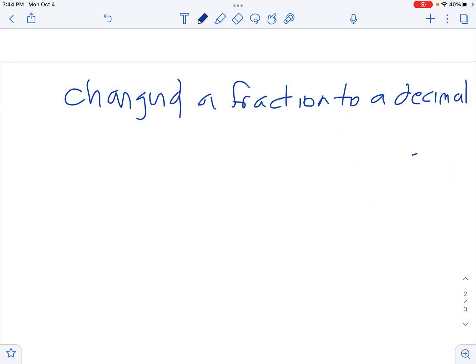So in this video, I'm going to talk about changing a fraction to a decimal. Actually, that's really written badly. I have a hard time writing with these iPads. Changing a fraction to a decimal.